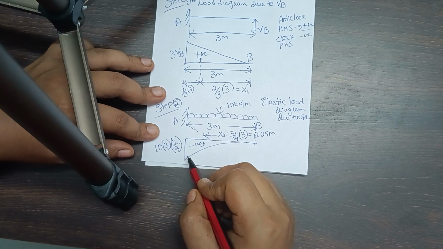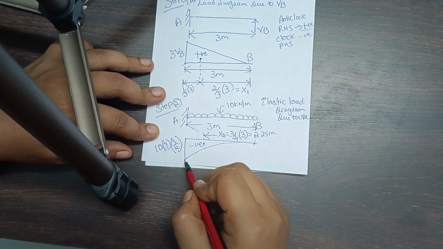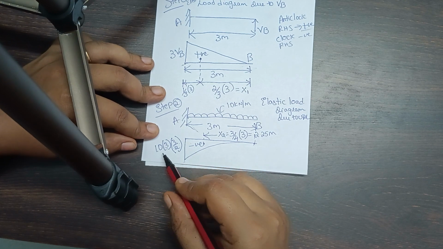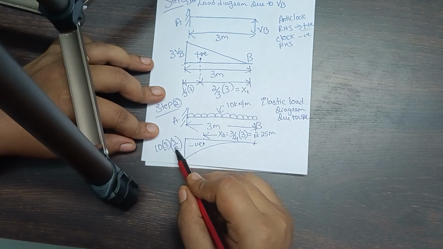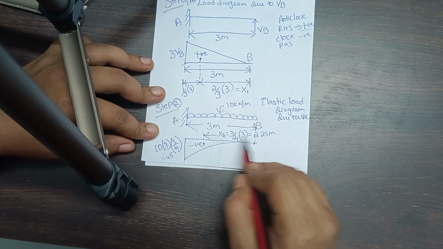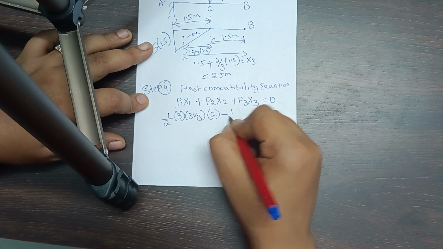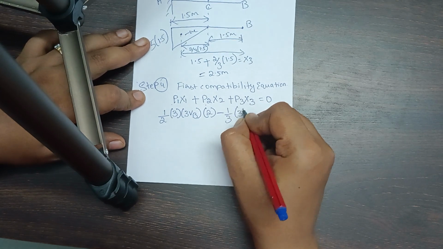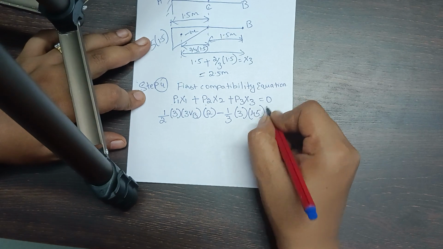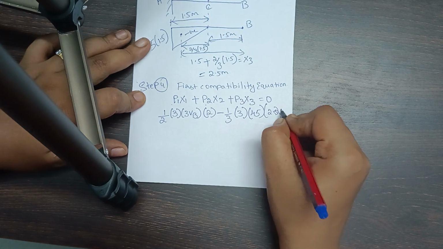For the parabola it is 1/3 of base, where the base is 3 meters, and height is this distance. So it comes out to be 10 into 3 into 3 by 2, which is equal to 45. So x2 is 2.25. It is a negative variation, so it is minus 1 by 3 of 3 into base into height. Height is 45, so into x2, which is equal to 2.25.